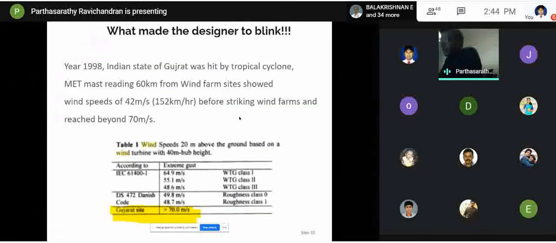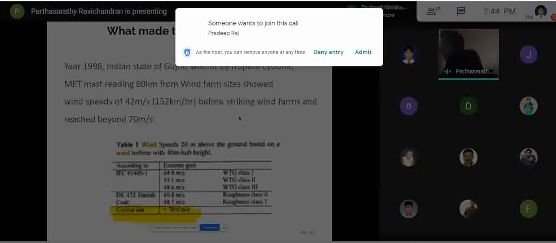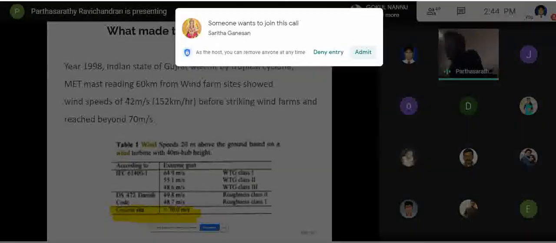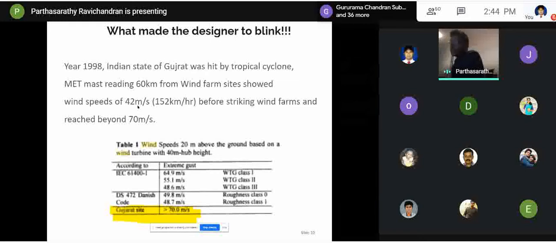So why was it necessary that they had to go between soft-stiff and stiff? In the year 1998 in Gujarat, there was a hurricane, a cyclonic effect. The wind speeds that were measured were somewhere close to 152 kilometers per hour, that's like 42 meters per second on a turbine. Usually this 42 meters per second is also a design consideration, like once in a 50-year period that this wind speed will come at some point of time.